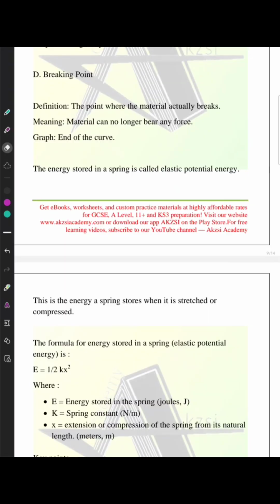The next is the energy stored in a spring. Obviously, if you are extending something by applying a force, the force is doing work, and we know work done is energy transfer. Energy is actually being stored in a spring. When you extend a spring or compress a spring, it stores energy, and that energy is known as elastic potential energy.